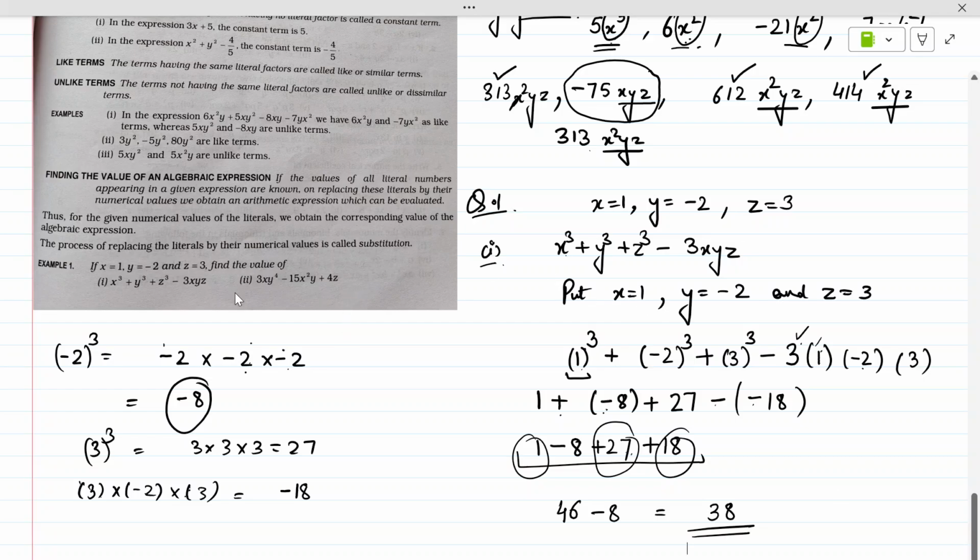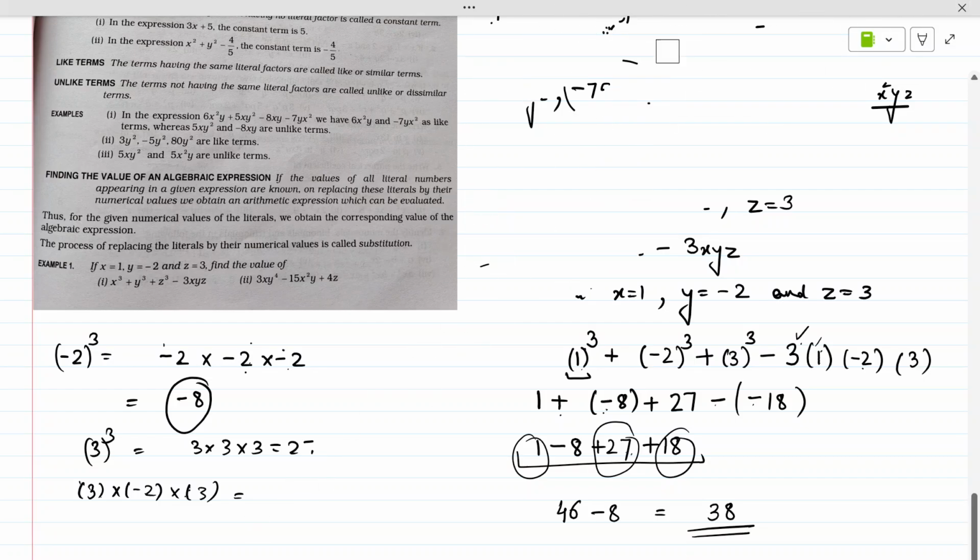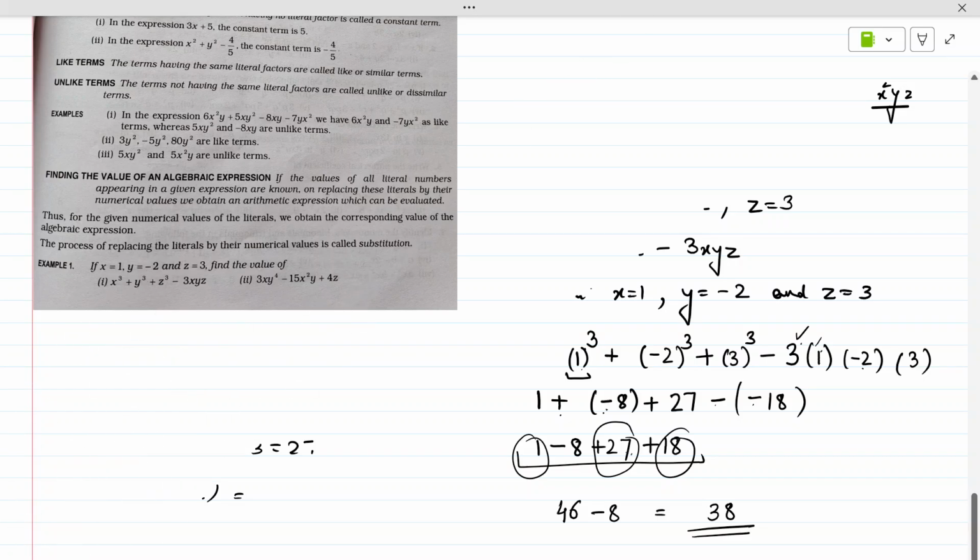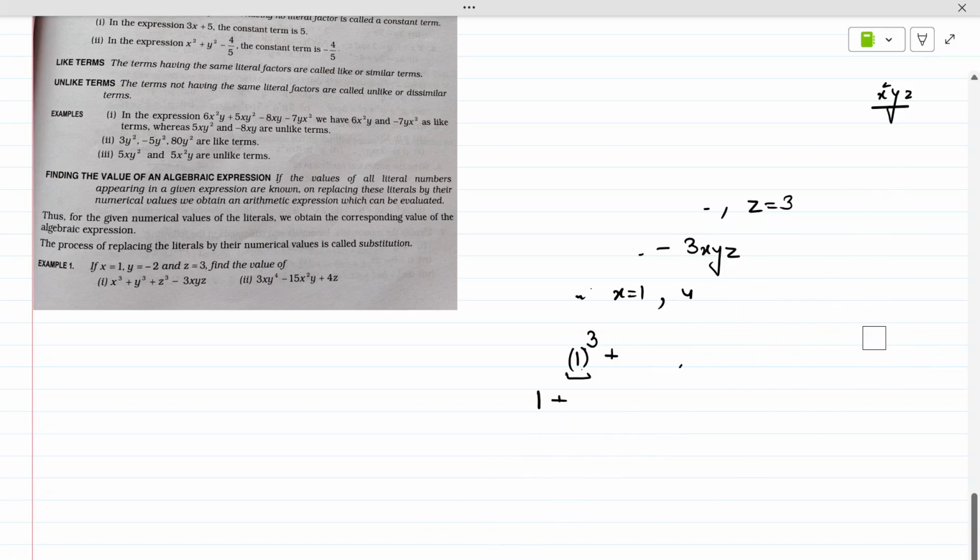So similarly kids, we have another example here where we have 3xy^4 minus 15x^2y plus 4z. So here also we have to do the same thing. We just have to substitute the given values of x, y and z and solve this expression. Okay, so I'm also doing this one more example here.